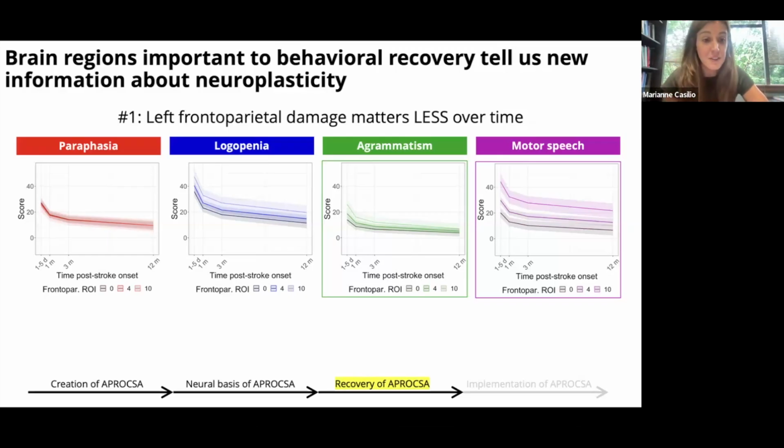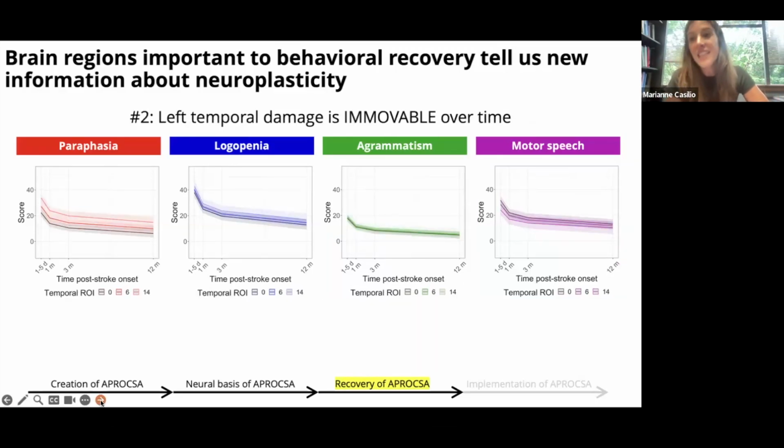So that was kind of our first key finding. Our second finding likely is also not surprising and something that we've seen in the literature, but again, hasn't been measured this systematically, at least to our knowledge, using naturalistic language and then using a clinically applicable tool. And this is that left temporal damage is immovable over time. And I don't think we're necessarily underpowered here because we have wildly large p-values for these that are very non-significant.